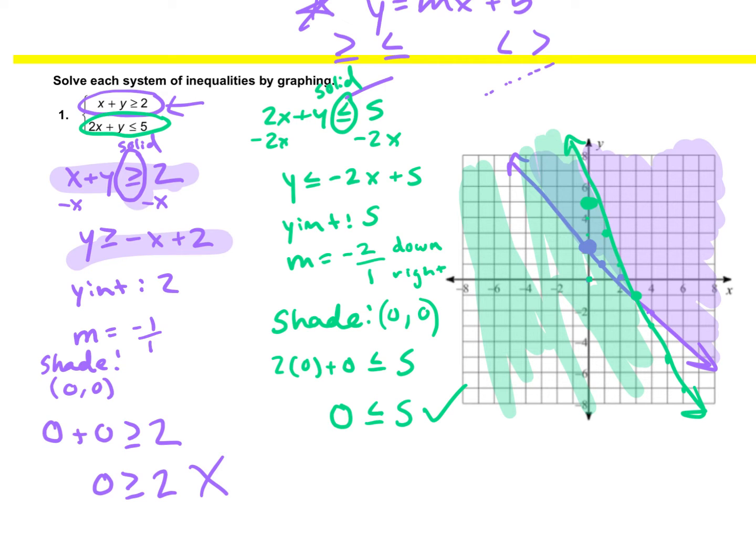Now, since it's a system of inequalities, it's like 2 graphs in one, we only care about the part that's overlapping. So I'm going to erase everything that's shaded that's not overlapping. Oh man, I just erased the inside on accident, but it's okay. So I'm going to erase what's not overlapping out here, and I'm going to erase what's not overlapping out here. So the only part that I care about is that sliver in the middle that's overlapping.